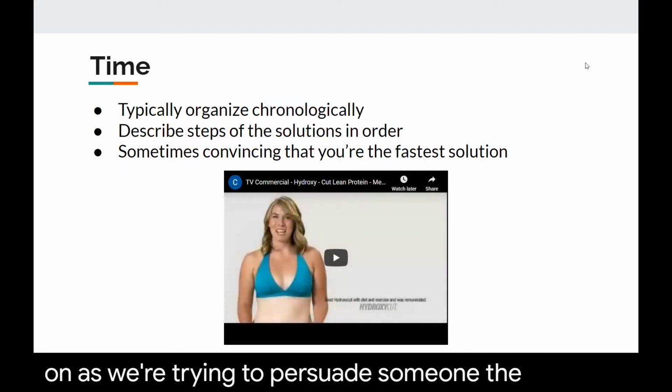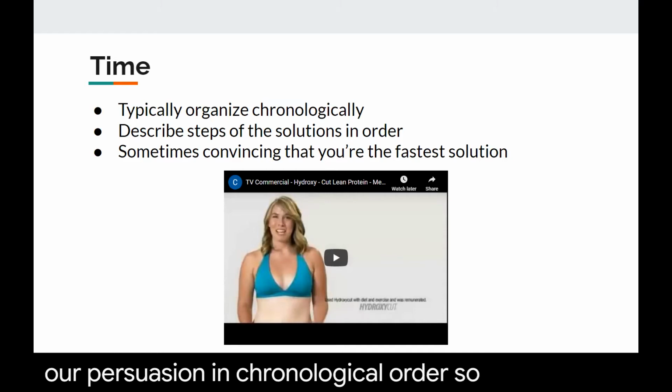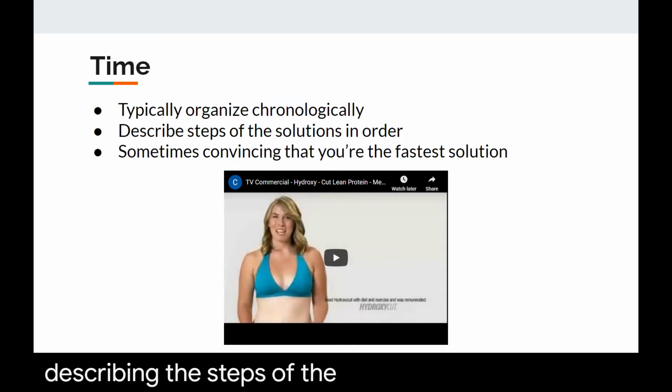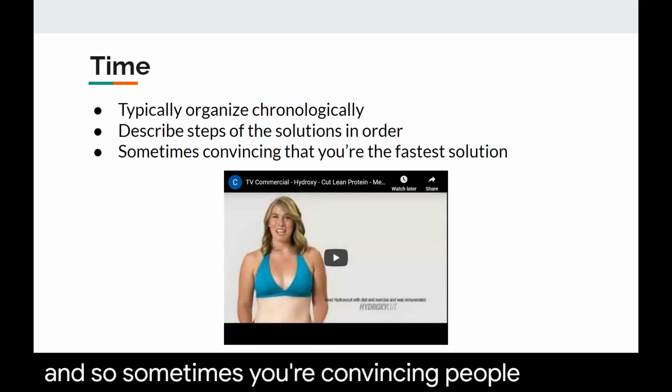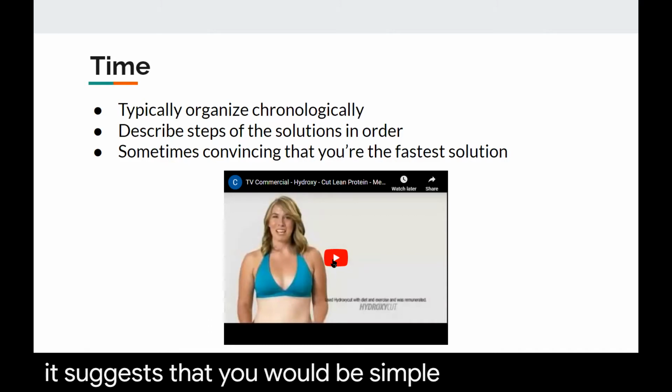The first persuasion topic point is time. Typically, we organize our persuasion in chronological order. So you're describing the steps of the solutions in order by time. And so sometimes you're convincing people that you're the fastest solution because we all like speed and we all like to be the first at doing something. And it suggests that you would be simple and quick to accomplish that solution.